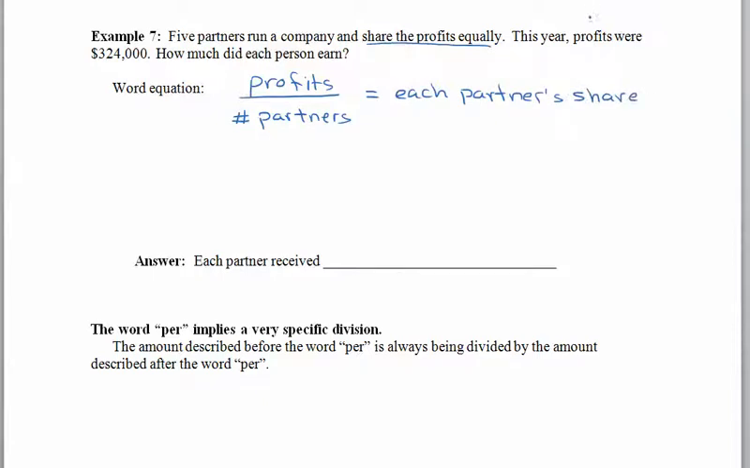And let's see, let's fill in what we know. The profits are $324,000. The number of partners was 5. And each person's share, I don't know what that is, so we will call it X. So X stands for each partner's share.